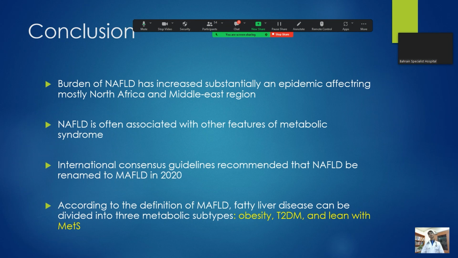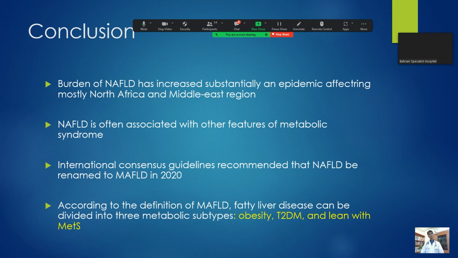So here I conclude my talk, and as we discussed, it's an epidemic. Yes, the burden of NAFLD has increased substantially as an epidemic, affecting mostly the MENA region, which as we saw in the studies, differs from the US. It has an incidence rate increase of 120% and more than a 50% rise in the prevalence rate. International concern has come to the conclusion that we should use the term MAFLD rather than NAFLD currently, but not all are on the same page still.